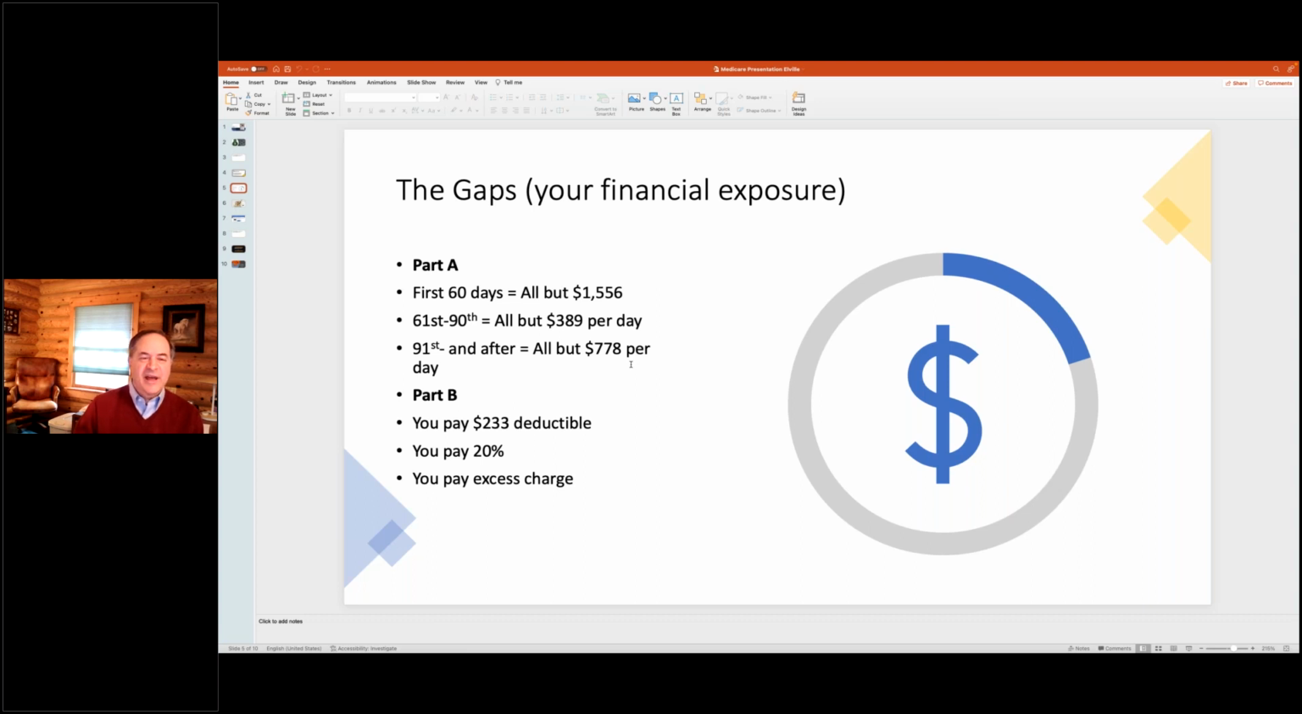Then the 61st day through the 90th day, if you're in the hospital continuously, and let's face it, because of COVID, a lot of people have been in the hospital for a long period of time. From the 61st day through the 90th day, all of a sudden now you're paying $389 per day past the $1,556. And if you're still in the hospital up to the 90th day, on the 91st day, they start charging $778 more per day. You've got some real financial exposure here if you don't have a supplemental policy.